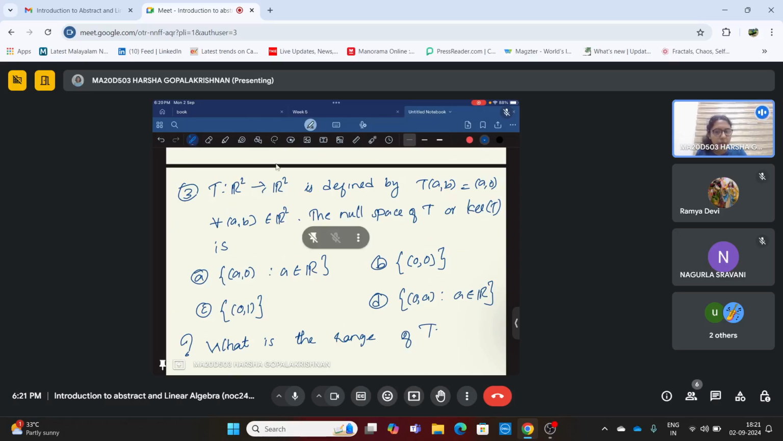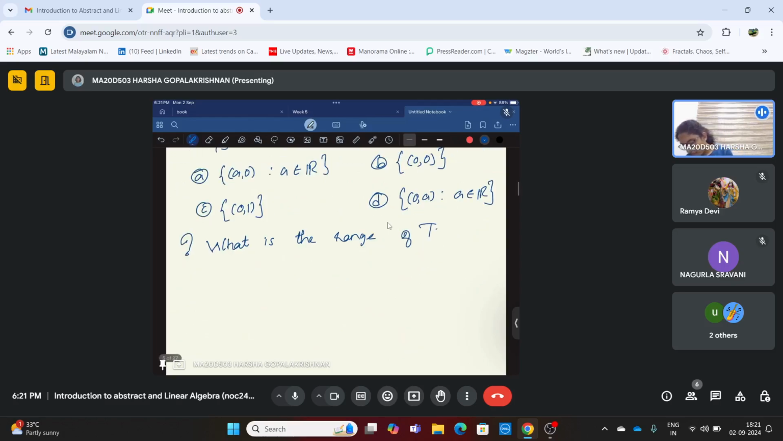T is a mapping from R2 to R2, defined by T of (a,b) equal to (a,0). You can verify that T is a linear transformation, because null space and everything else is defined for a linear transformation. Now we need to see what is the null space of T. Null space has another name, kernel. So what is the definition?